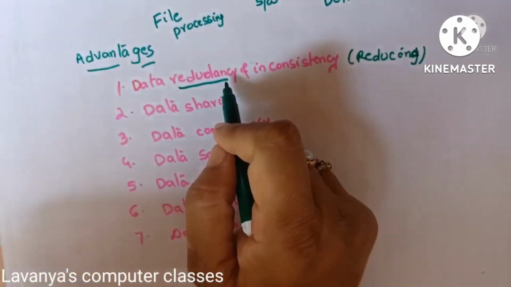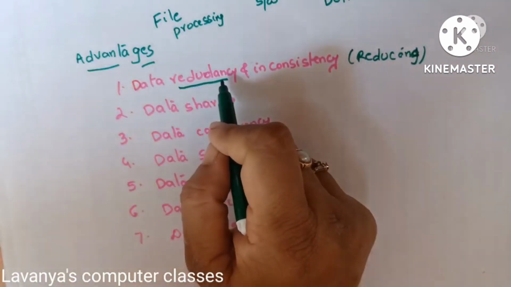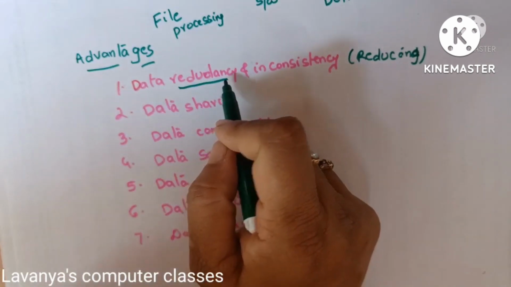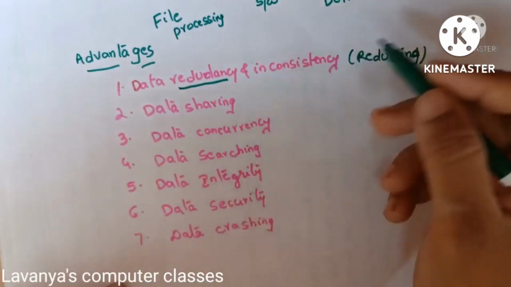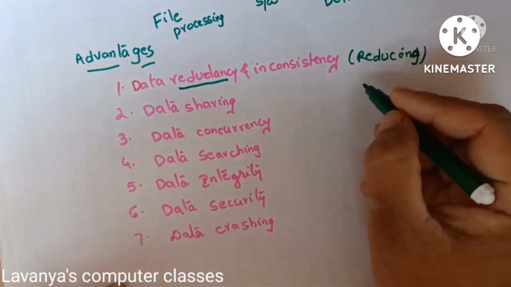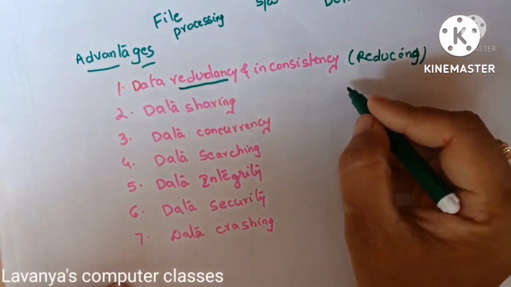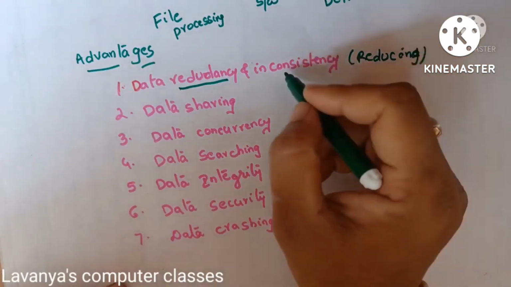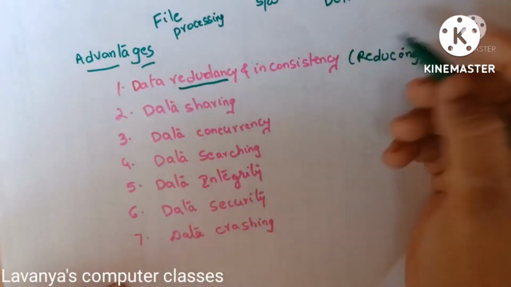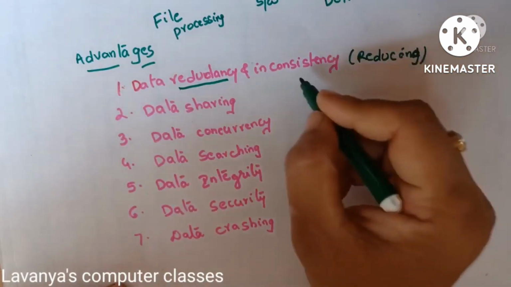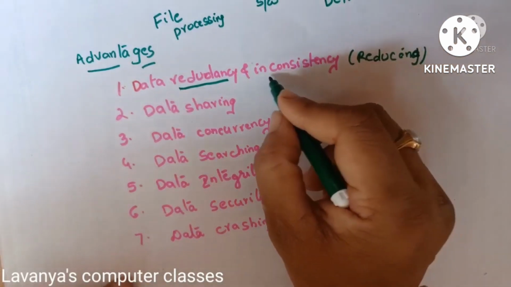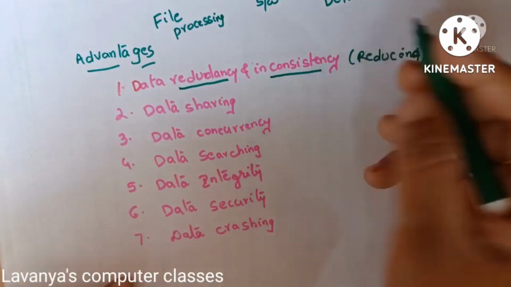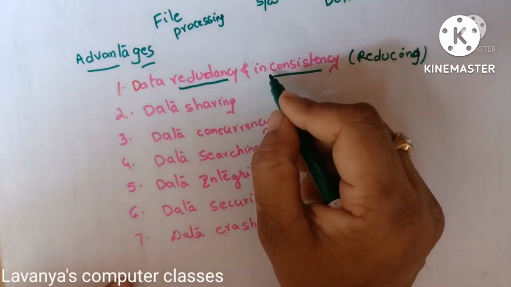Whenever the data is repeated, the number of copies is more. That is called data redundancy. Whenever the data is more, it is available in a number of places. If you make any changes in one place, the changes are reflected in one file, but not in another file. Because of that, there is a data inconsistency problem. Consistency is missing. That is called inconsistency.